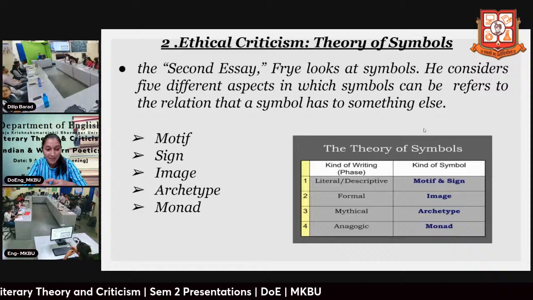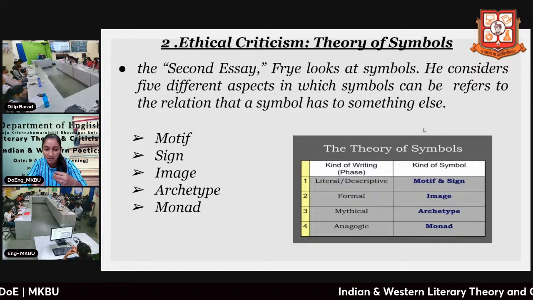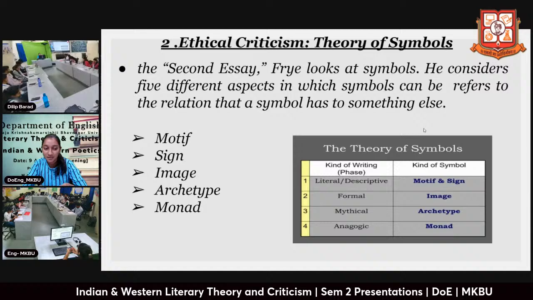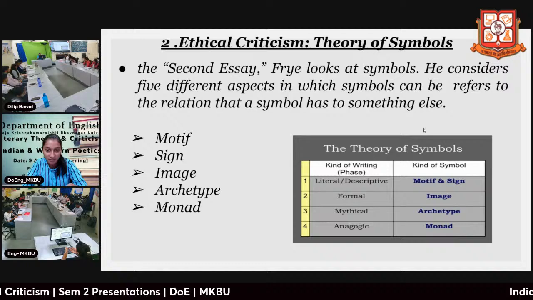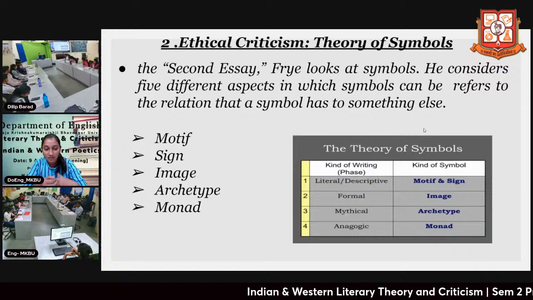The image refers to imagination or emotions, the symbol as image. In the archetype, as we know, we reflect the various ideas of another thing, and the monad, in which reflects the other things of literature.